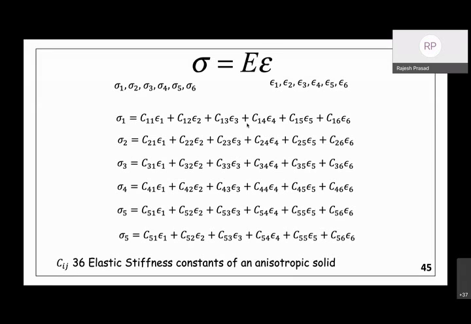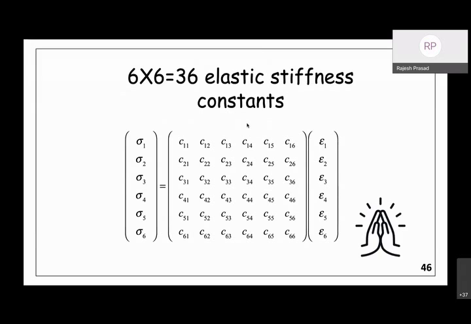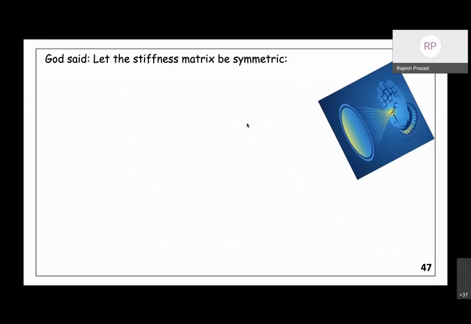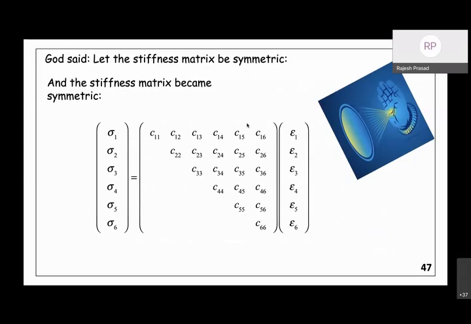But the experimentalist is still not happy. 36 constants for one crystal. It is still not good news. And we have already got used to the generosity of God. So we again pray to reduce this, and God again listens to our plea and says, let the stiffness matrix be symmetric. So the stiffness matrix now becomes symmetric. The symmetry of the stiffness matrix now comes from the existence of elastic strain energy. So that is again a different ball game.